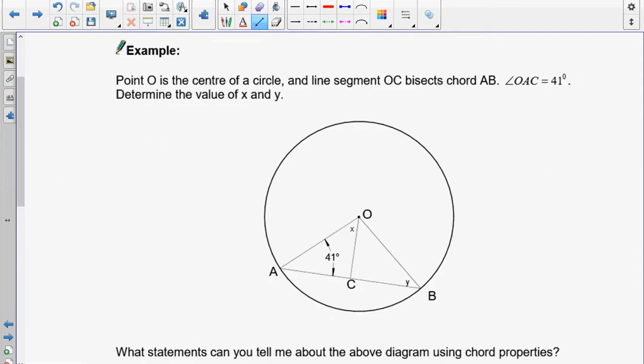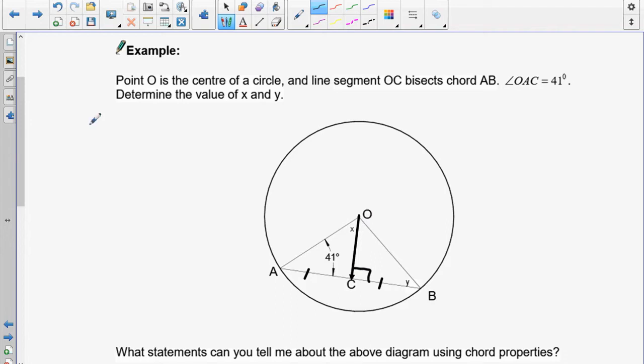Point O is the center of a circle. That's given. Let's continue. The line segment OC, this one right here, O to C, it says that it bisects AB. Now bisector means cut it exactly in half, then we know that this line right here and this line right here are now equal. But more importantly, we also know something. If these 2 are bisected and the bisector goes through O, we know that that is 90 degrees.